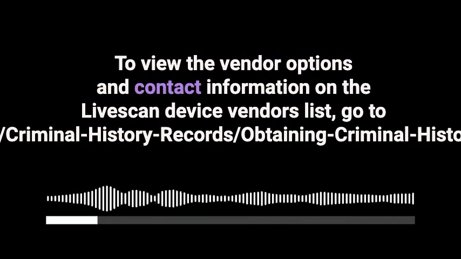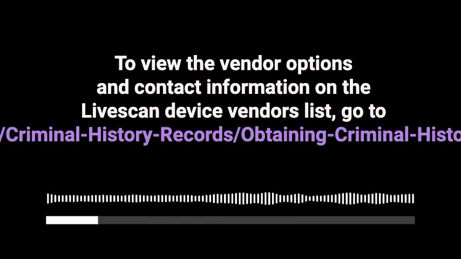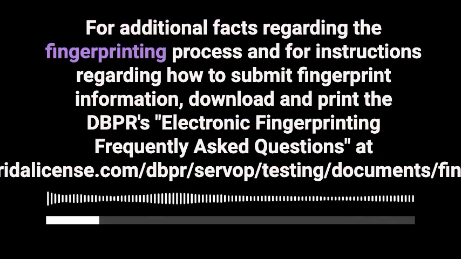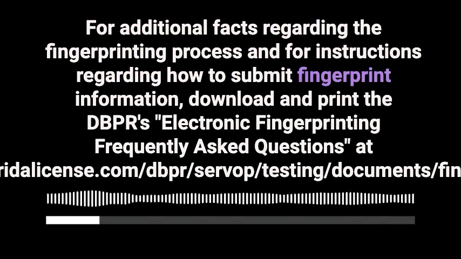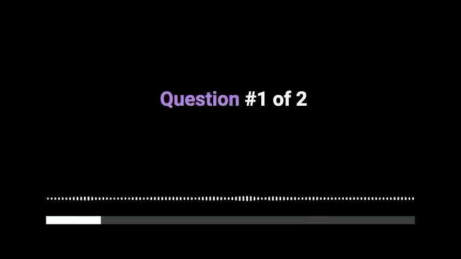To view the vendor options and contact information on the LiveScan device vendors list, go to www.fdle.state.fl.us/criminal history records, obtaining criminal history information.aspx. Applicants can also contact Pearson VUE at https://pearson.ipfingerprint.com. For additional facts regarding the fingerprinting process and for instructions regarding how to submit fingerprint information, download and print the DBPR's electronic fingerprinting frequently asked questions at www.myfloridalicense.com/dbpr/servop/documents/fingerfaq.pdf.